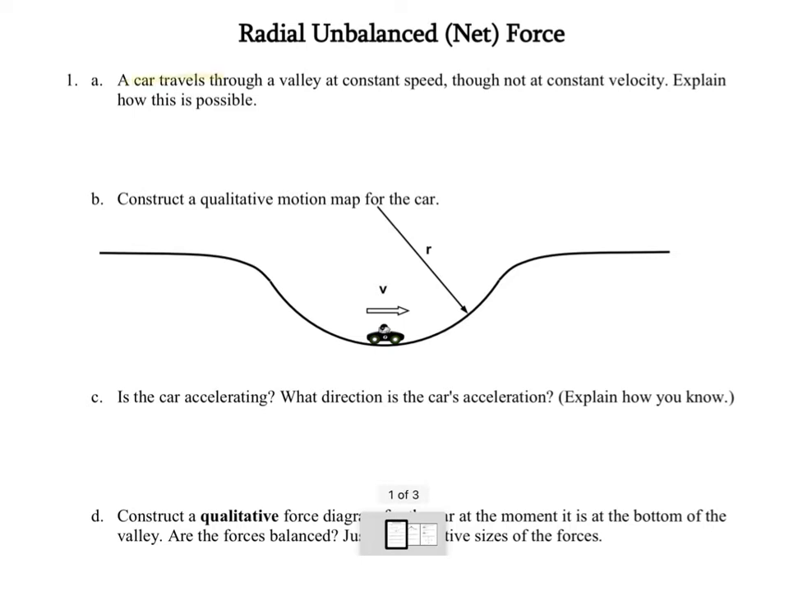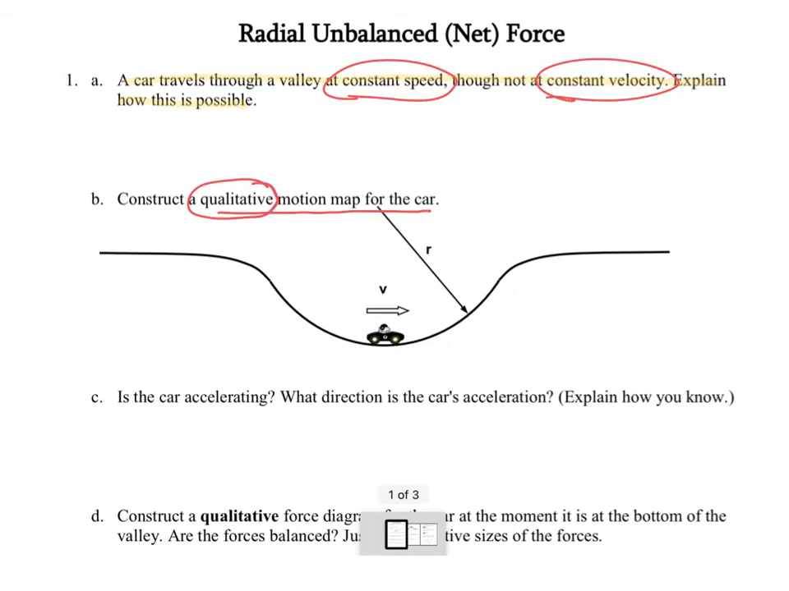I'm just reading through here. And though not at constant velocity. How is it possible that the car moves at constant speed but not constant velocity? I'm going to let you answer that because we've talked about that in class a few times now, so I hope you have an idea of that. Then it says construct a qualitative motion map for the car.